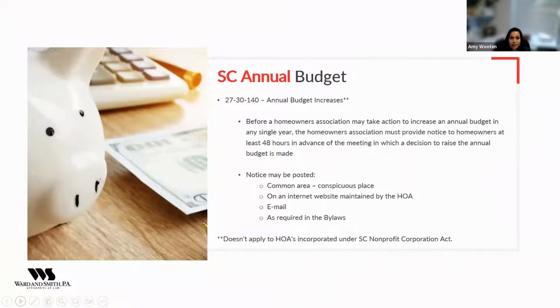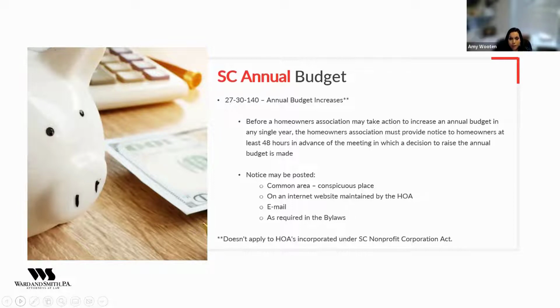South Carolina does not have a lot of context for annual budgets or requirements, less than North Carolina. The statute does talk, though, in terms of what notice needs to be given before a homeowners association can take action to increase the annual budget. The statute specifically requires advance notice of at least 48 hours. It gives some guidance on how and where that notice can be posted.